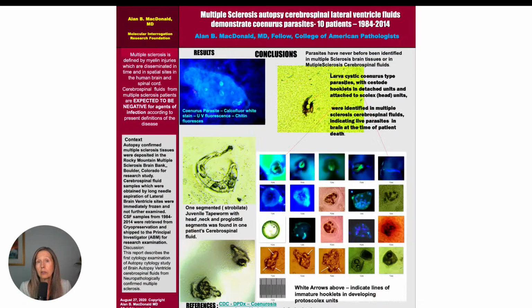Dr. Alan McDonald also found tapeworm larvae and developing tapeworms in the central nervous system of these subjects. So I think 2 out of 10 he found developing tapeworms. That's pretty scary, actually having a worm develop. But he also found larvae from the tapeworms in every MS subject in their central nervous system.